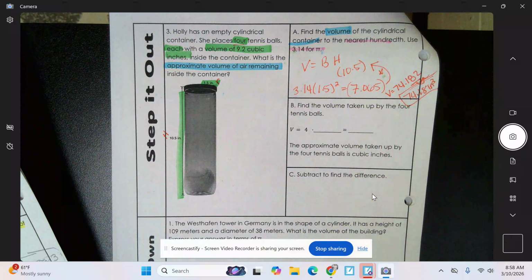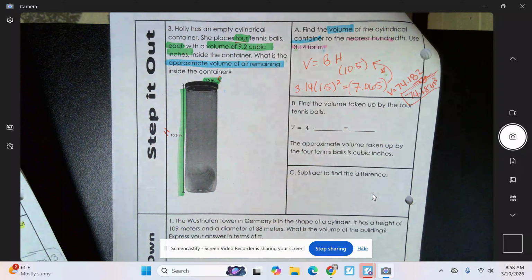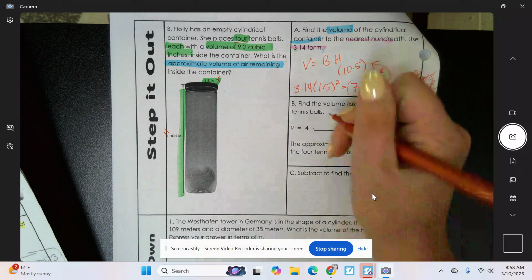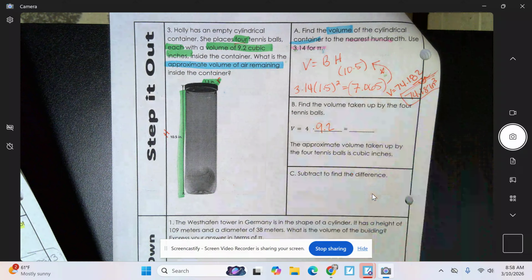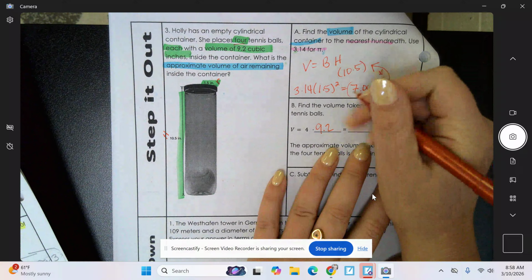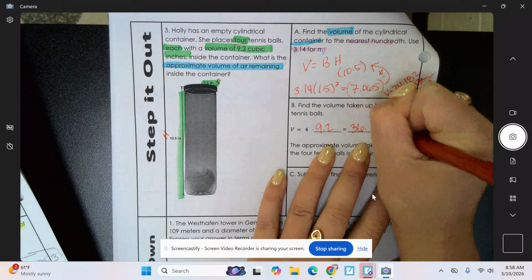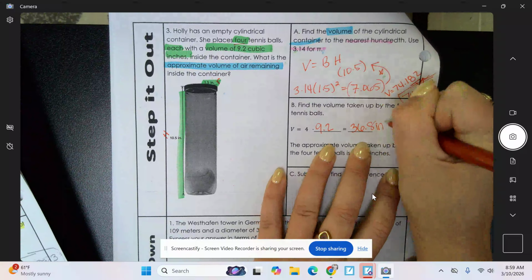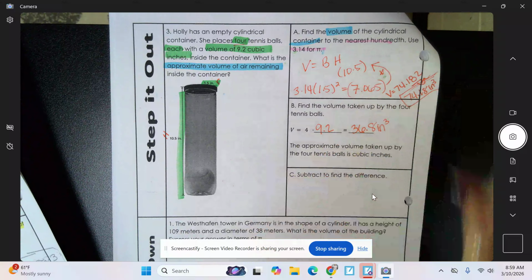We need to know, well, how much space is getting taken up by the tennis balls, right? How many tennis balls do you have? 4. And what is their volume each? 9.2. So how are we going to figure out the total amount of volume they take up? How much space? So let's see how much space they take up. So 4 tennis balls take up, 4 times 9.2 is, so they take up 36.8 inches cubed.